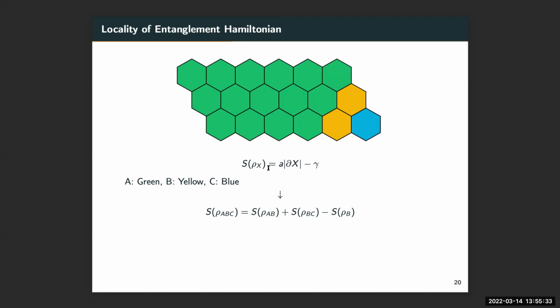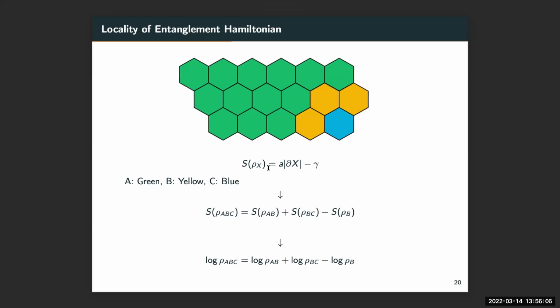And this implies mathematically that the log of rho ABC should be decomposable into smaller pieces. In particular, if you look at the last two terms, log rho BC and log rho B, these are Hermitian operators that act only on the yellow and blue regions. And compared to the size of this whole thing, this is a fairly local operator. And you can imagine applying this decomposition over and over again.